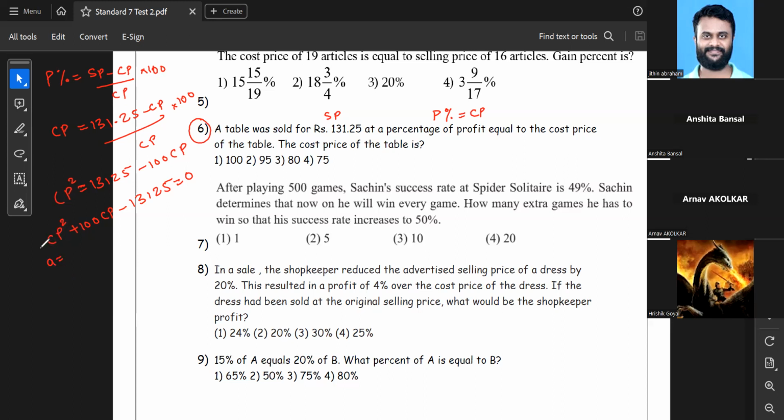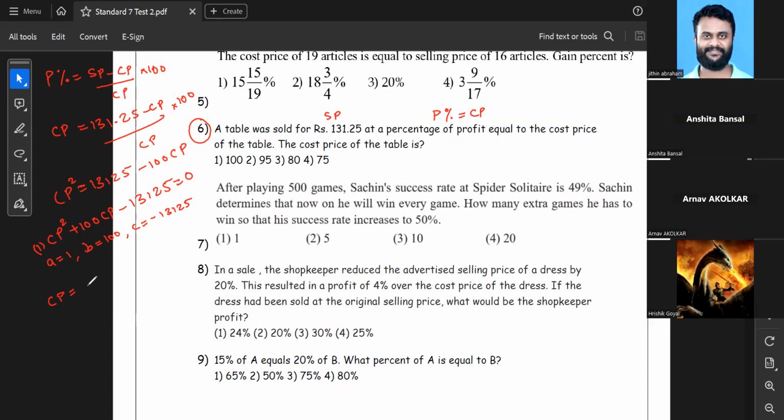The coefficient of the square term, meaning the constant number which it has on multiplication along with it, is called the coefficient. The first coefficient is called A. The second number's coefficient is called B. In this case, B is equal to 100. And the third coefficient is called C. C is equal to 131.25.